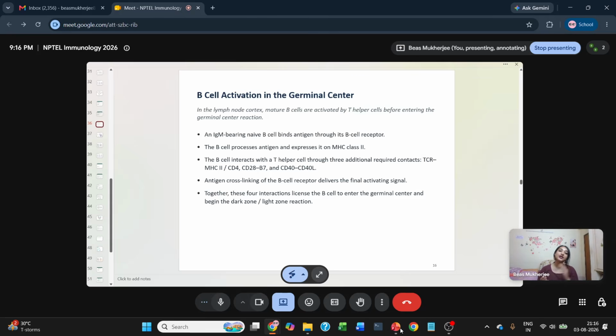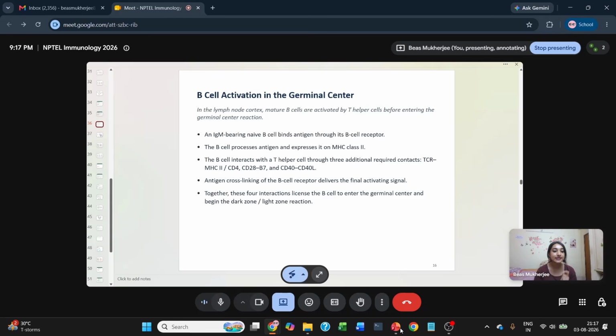That B cell receptor directly interacts with the antigen. It does not require any antigen presenting cell to mediate this interaction. Okay, now the B cell processes antigen and expresses it on MHC class 2. The B cell interacts with the helper T cell through three additional required contacts. One is TCR, MHC2 and CD4 interaction.